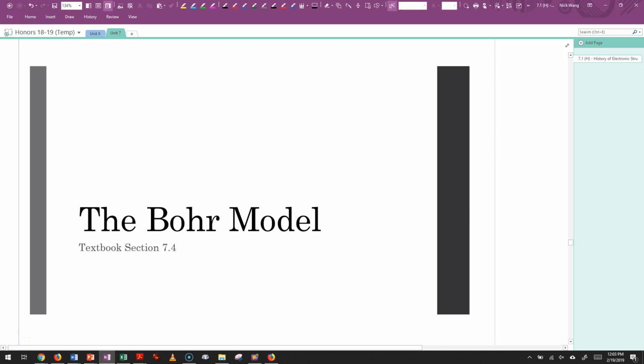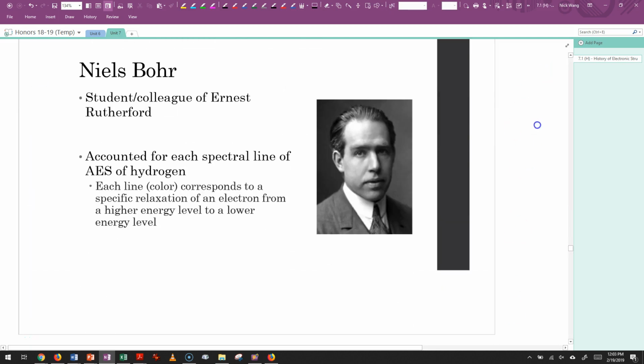In this lesson, we're going to learn about the Bohr model, which is a continuation of the atomic emission spectra that we learned about previously. First, a quick background about Niels Bohr. He's a Danish scientist and a colleague of Ernest Rutherford, who, you remember, helped us figure out that the nucleus was a part of the atom.